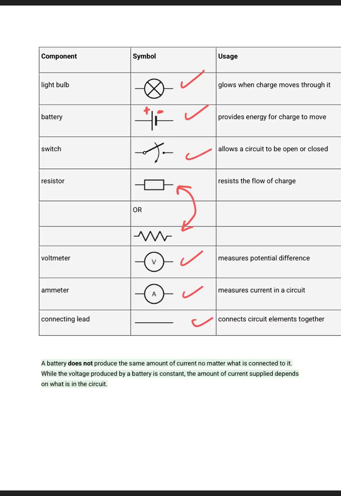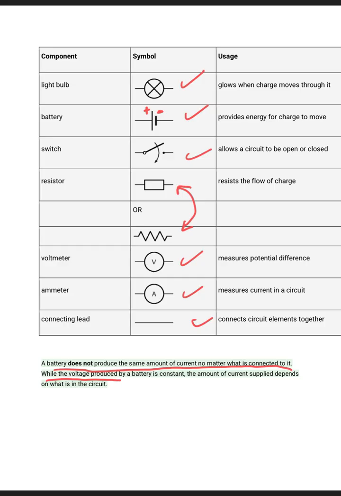A battery does not produce the same amount of current no matter what is connected to it, right? While the voltage produced by a battery is constant, the amount of current supplied depends on what is in the circuit. So what is in the circuit determines the amount of current being supplied. It's very, very important to remember that. That's why it tells you that a battery does not produce the same amount of current no matter what is connected to it.